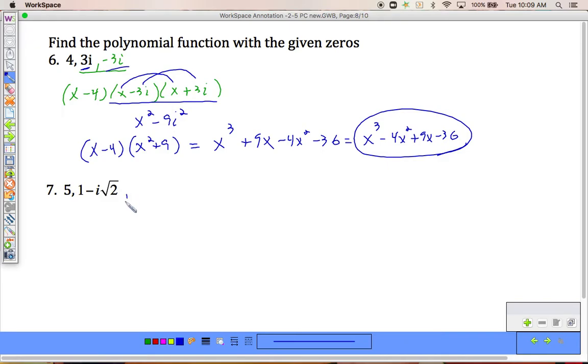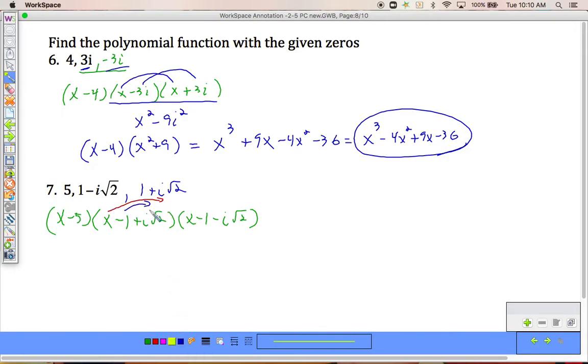For this one, same idea. I also have 1 plus i square root of 2. So I'm going to say x minus 5, opposite. x minus 1 plus i square root of 2, which is the opposite. And x minus 1 minus i square root of 2. All right, we're going to have to FOIL that back. It's going to give me 9 terms. x times the back, -1 times the back, and i square root of 2 times the back.